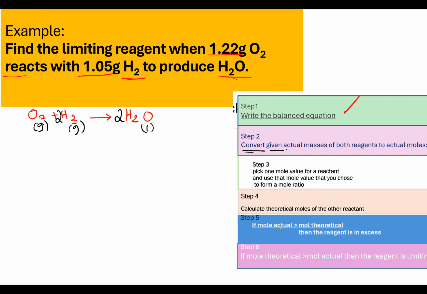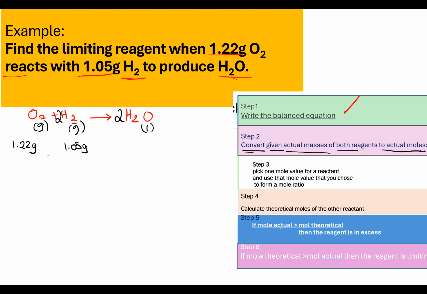Now, convert the given actual masses of both reagents to actual moles. So that's the next step. We're going to take the mass that is given actually in the experiment for oxygen, which is 1.22 grams, okay? And then the other mass, of hydrogen, is 1.05 grams. It's very important to know which is which. That's why I'm writing them underneath each other. And then I'm going to convert them to moles.